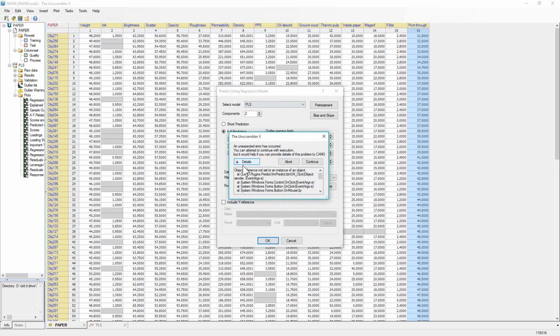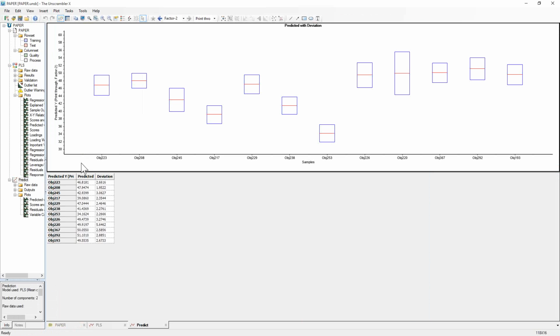Oh, and I have an error. It is okay. It still works. It predicts. So what we get here is our predicted value and the expected deviation around those. So the tighter the bars, the more confident we are in the data. So this particular one, object 220, we're not quite as confident. It's sort of like your confidence limit around something. So we know that this is predicting at 49.9 plus or minus 5.6 of the same units.